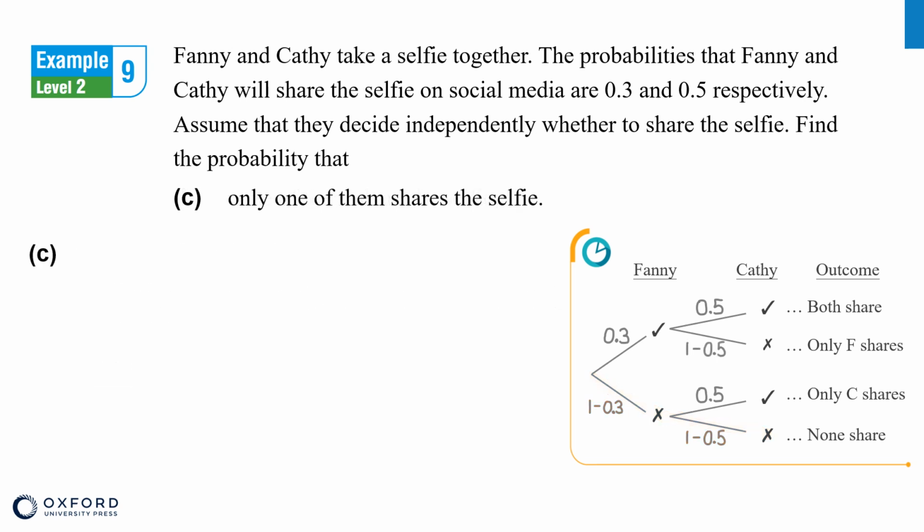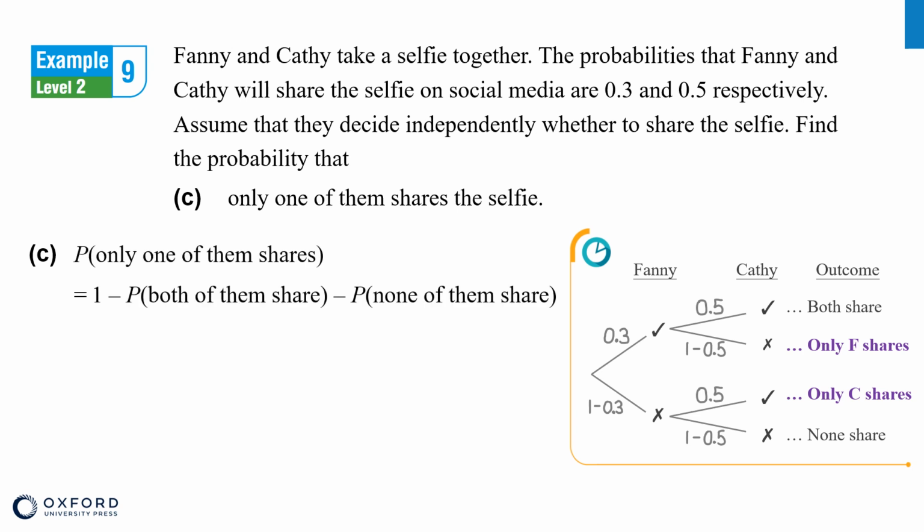In part C, we need to find the probability that only one of them shares the selfie. Let's look at the tree diagram again. This time, only Fanny shares it, or only Kathy shares it, are the favorable outcomes. There are a total of 4 possible outcomes, and we found the probability of the other 2 in parts A and B. So, by subtracting the probabilities of these 2 possible outcomes from 1, we can find the required probability.